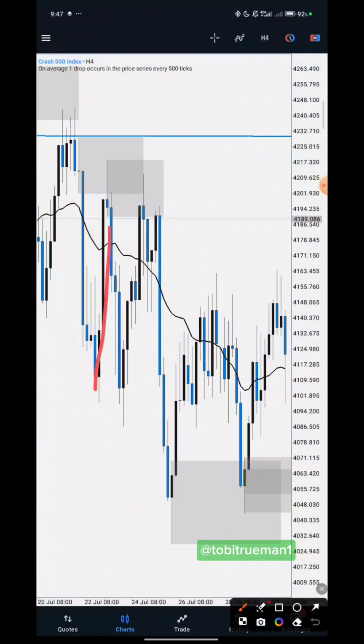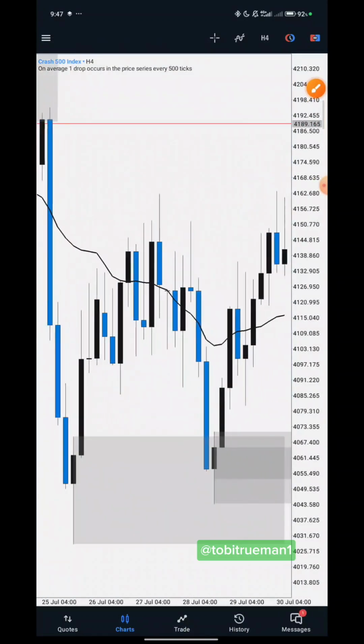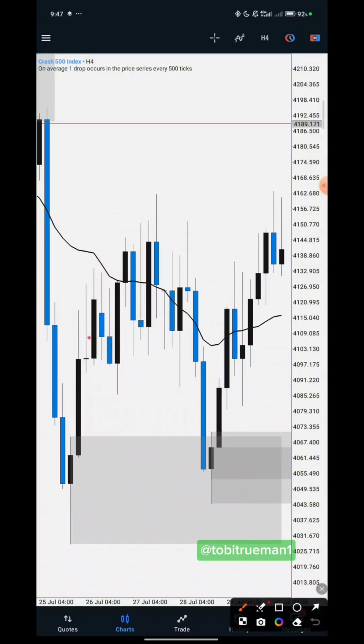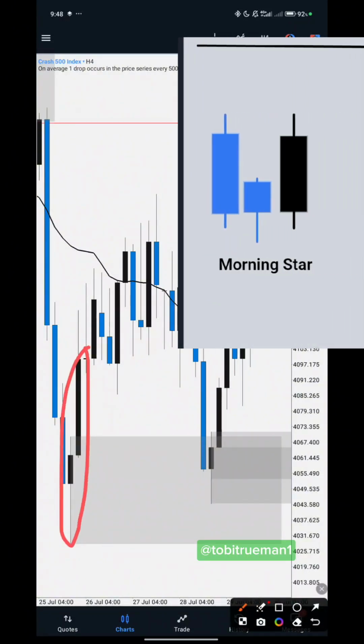Price was in a downtrend, selling. Then price went up, gave us an internal pullback, and then came again into this demand zone. Okay, let me zoom in. You can see this demand zone left behind a three-candlestick formation. What is this called? A morning star candlestick formation.